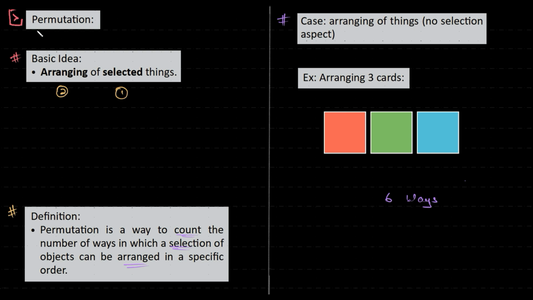For now, you should pause and write the heading, the basic idea and the definition.